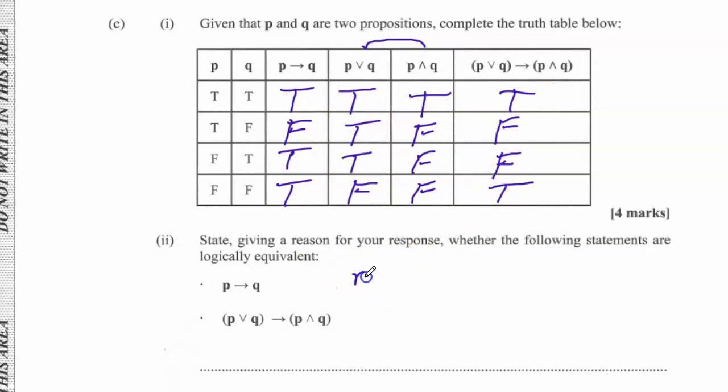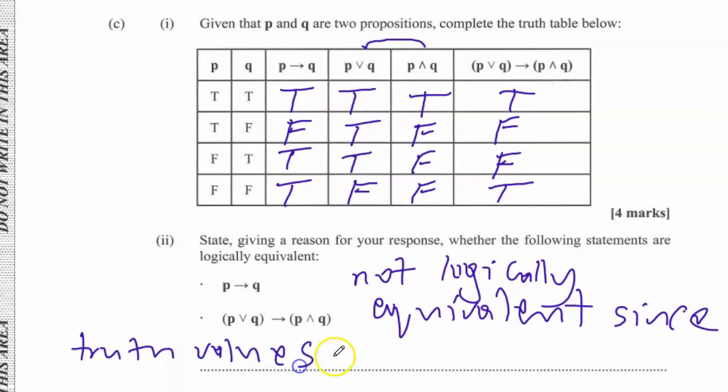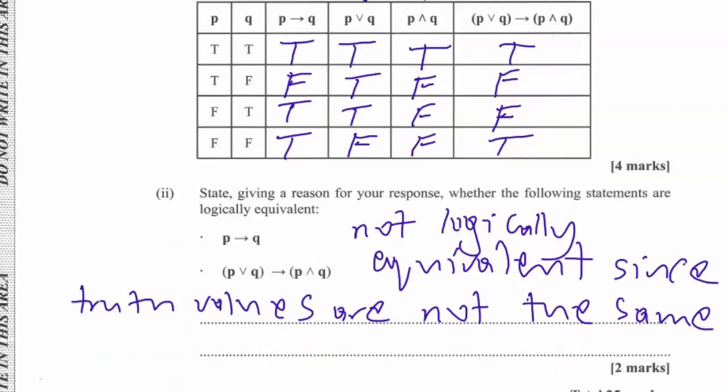So these statements are not logically equivalent. Not logically equivalent, since the truth values are not the same. Since the truth values are different, or not the same. Or you could also say they are not identical, or anything equivalent to that.